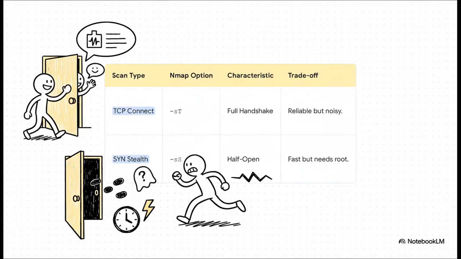Now, how you knock on those doors makes a huge difference. The most straightforward way is the TCP Connect scan. It completes a full three-way handshake. It's basically like knocking, waiting for them to open up and say hi, and then you say hi back. It works, but it's super obvious. The smarter move is the SYN stealth scan. That's more like knocking on the door and then running away the second you hear footsteps. You never actually complete the handshake, which makes it way faster and a whole lot harder to detect.